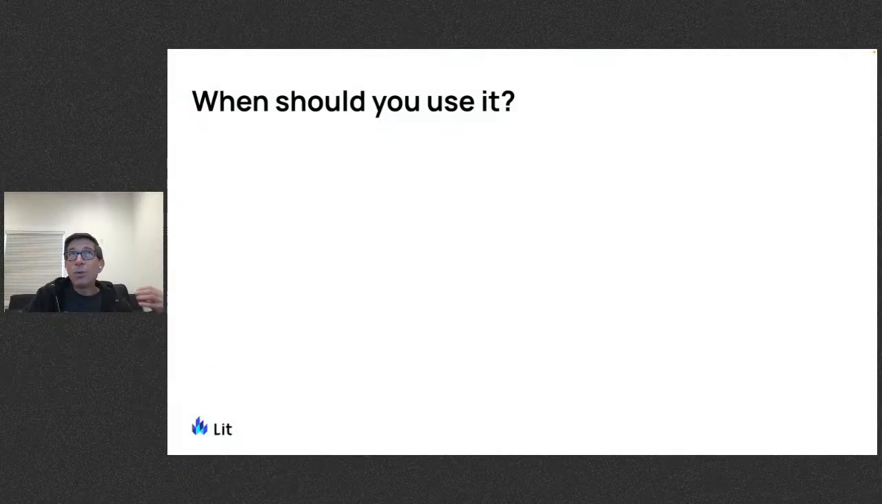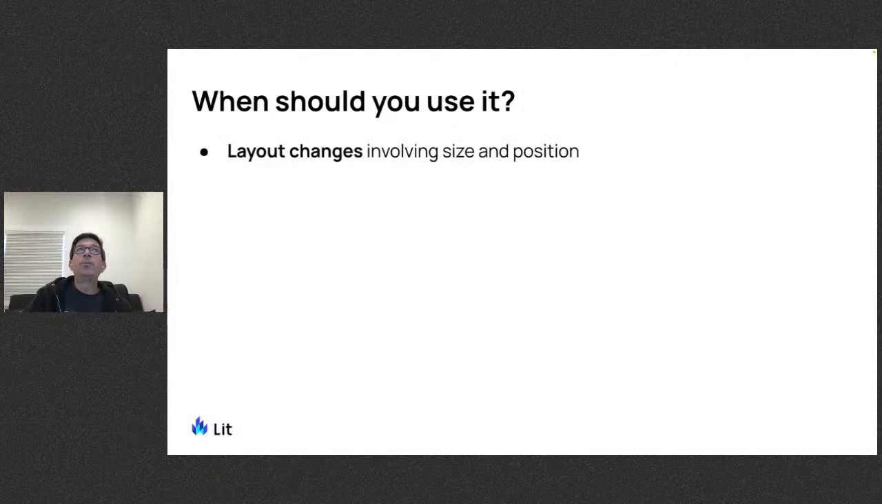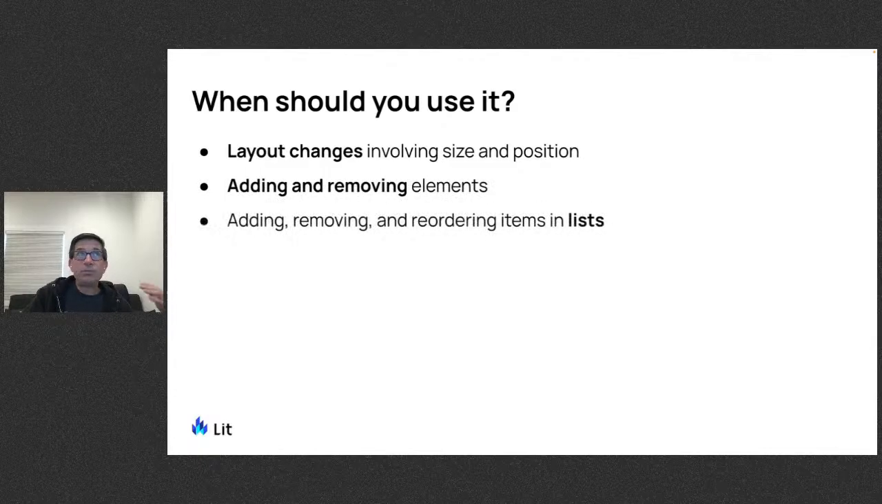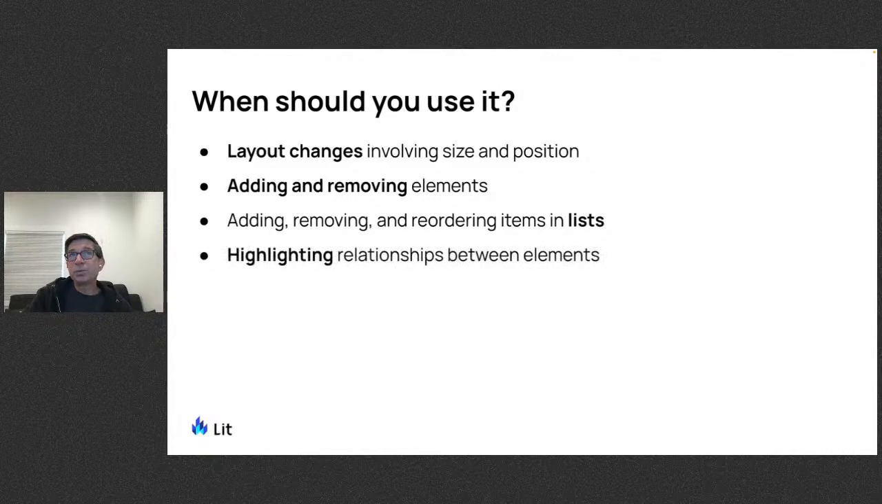So first, what are some real use cases when you really want to use the animate directive? Layout changes involving size and position, as we saw in those examples. Adding and removing elements, doing this with lists, where Lit is really good at rendering in a really declarative, simple way. And highlighting relationships with the elements, and I'll show an example of that in a second.